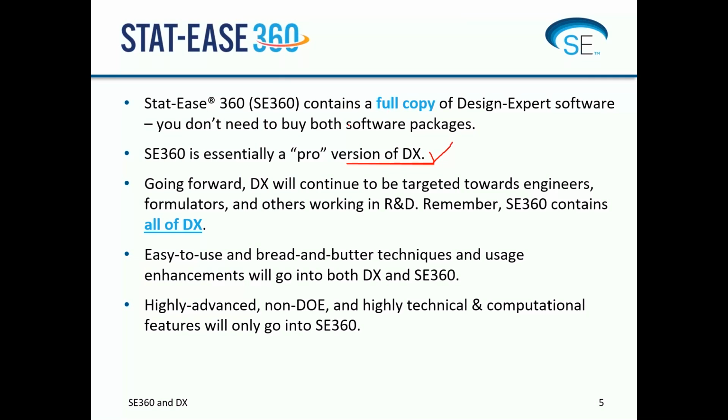They're the engineers and chemists and researchers at universities. So Statistics 360 contains a full copy of Design-Expert, so you don't need to buy both. It's not something you buy in addition to Design-Expert. Okay, but it also contains more stuff, more advanced stuff, maybe stuff that's not directly related to DOE. So don't worry, Design-Expert's not going anywhere.